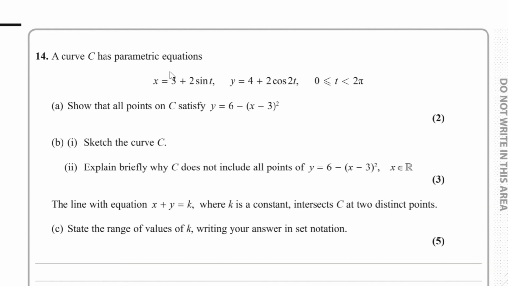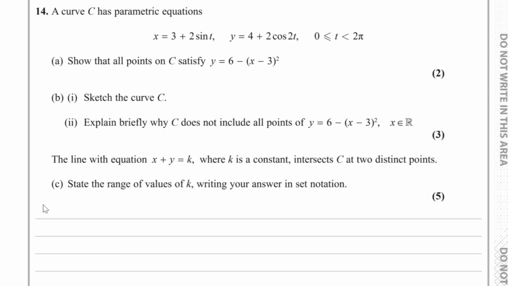Question number 14. A curve C has parametric equations x equals 3 plus 2 sine t and y equals 4 plus 2 cos 2t, where t is in between 0 and 2 pi. For part A, we have to show that all points on C satisfy y equals 6 subtract x minus 3 all squared. Well, for part A, we begin with x equals 3 plus 2 sine t, and what this will imply is sine t is equal to x subtract 3 over 2.